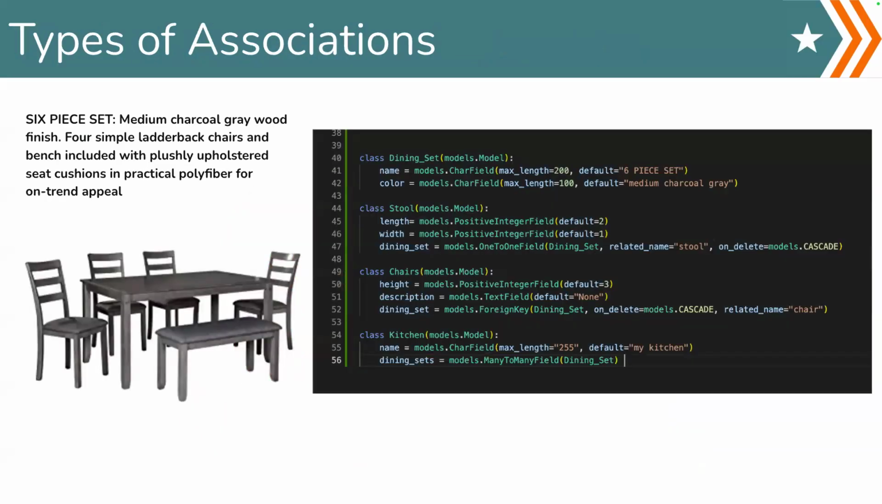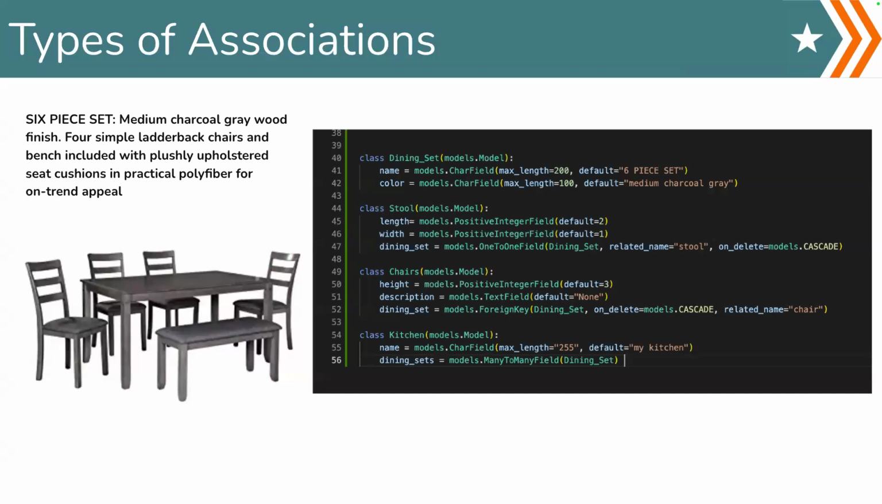Perfect. So here we have different types of associations, right? We have a dining set. Now, the dining set is the very first thing being created. We can see that at the very top. The dining set is created because it is the parent of everything else that could be attached to that dining set. So there we can see that it's a 6-piece set.